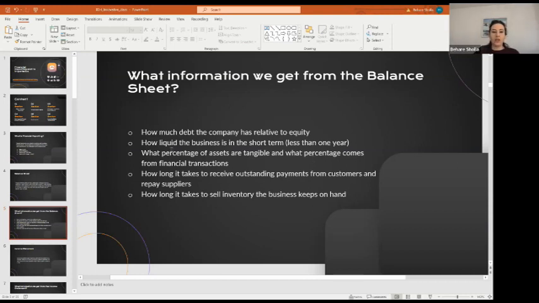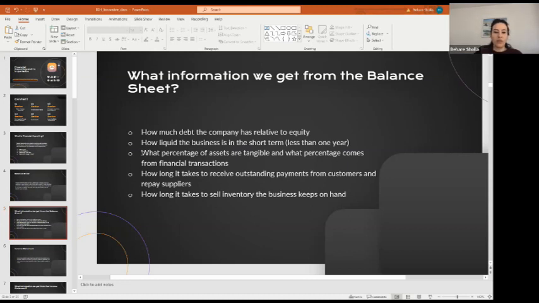Another piece of information that we get from the balance sheet is how liquid the business is in the short term. We will see that we have various indicators that can measure this. But when we say short term, we mean assets that can be turned into money in a period that is less than 1 year. This is specifically important to meet the short-term liabilities.